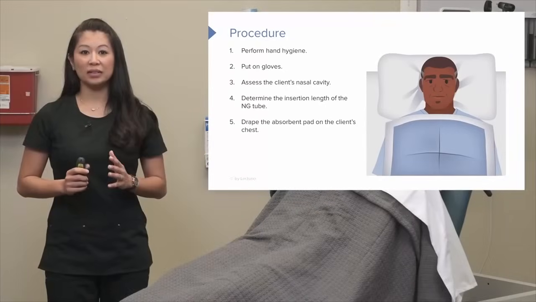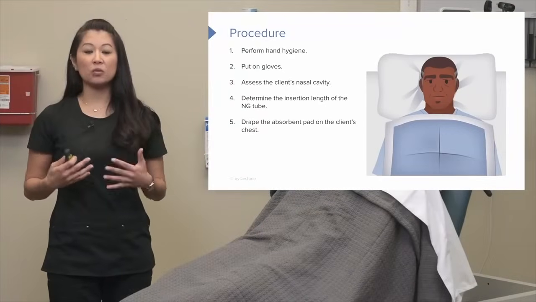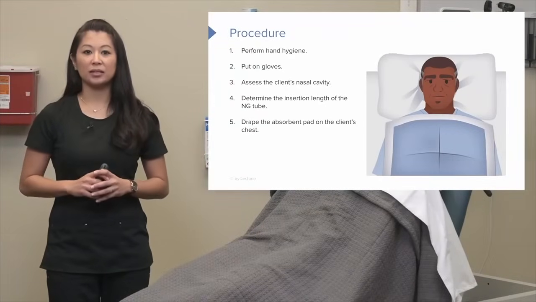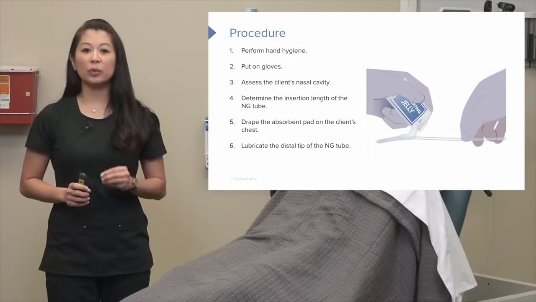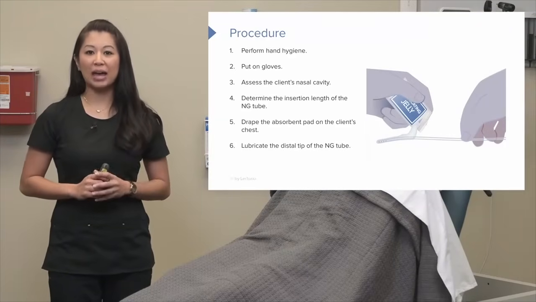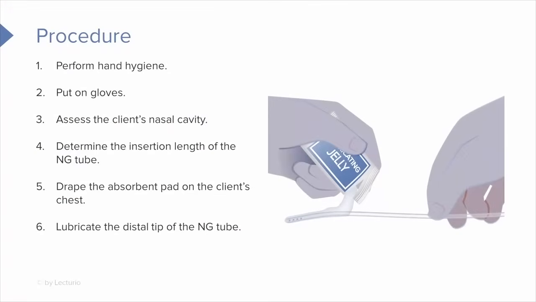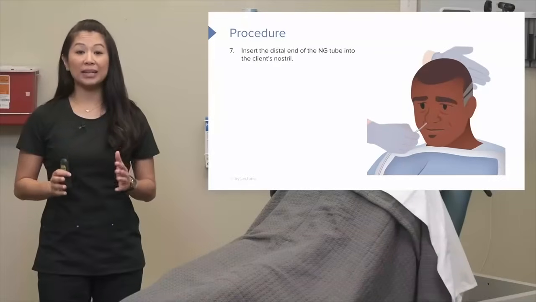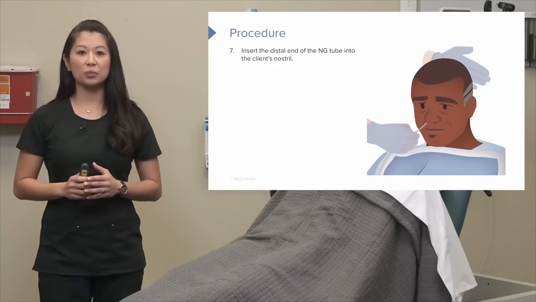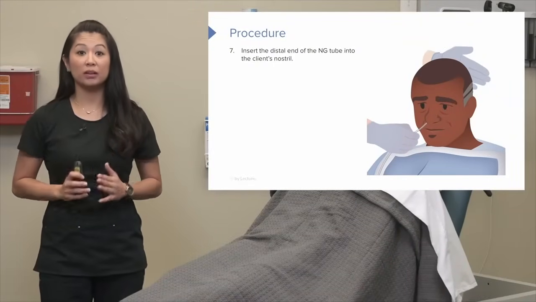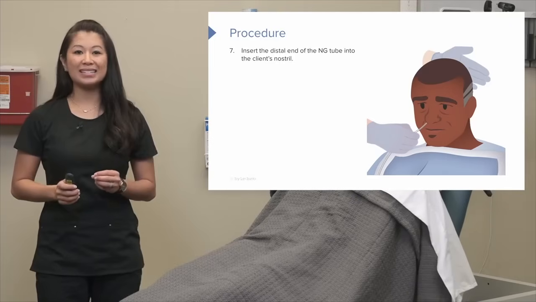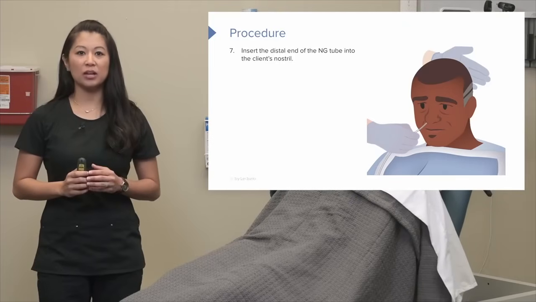Now, after we've done this, we can drape an absorbent pad or a towel over the client's chest. Then we want to lubricate the tip of the nasogastric tube. This is key to help with insertion and make it much smoother and more comfortable for your patient. Once we've lubricated the tip, have the client position their head straight forward. Then we take the distal tip of the nasogastric tube and insert it into their nostril.